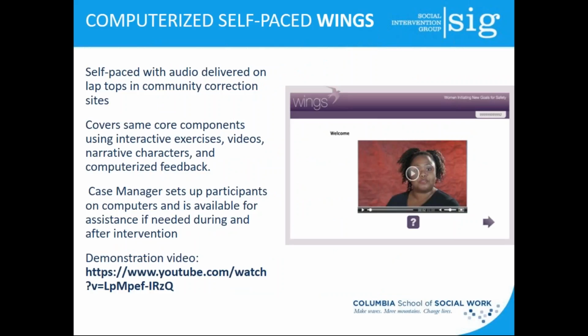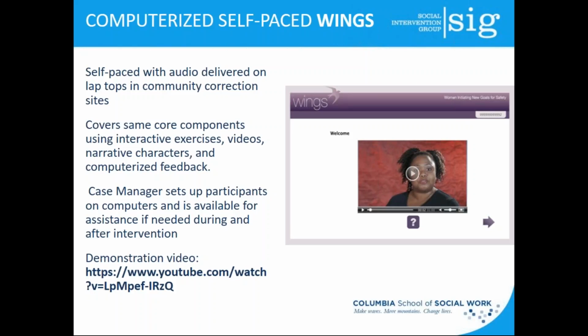As you see on the front screen, that's what the opening screen to Wings looks like. That's the narrator that we chose after having done a bunch of focus groups and in-depth interviews with our target population and other key stakeholders. The Wings self-paced SBIRT tool is delivered with audio and was delivered on laptops in community correction settings. It covers the exact same core components that I went over before, using interactive exercises, videos with narrative characters, and computerized feedback.